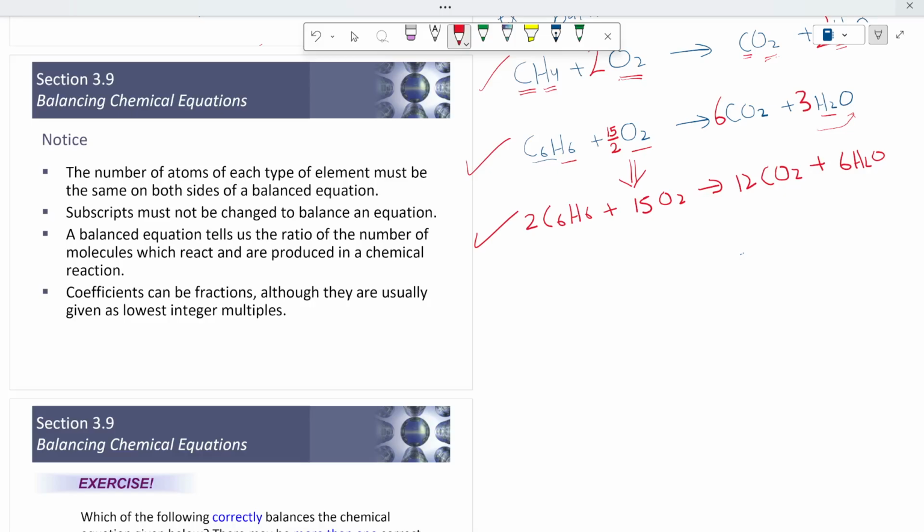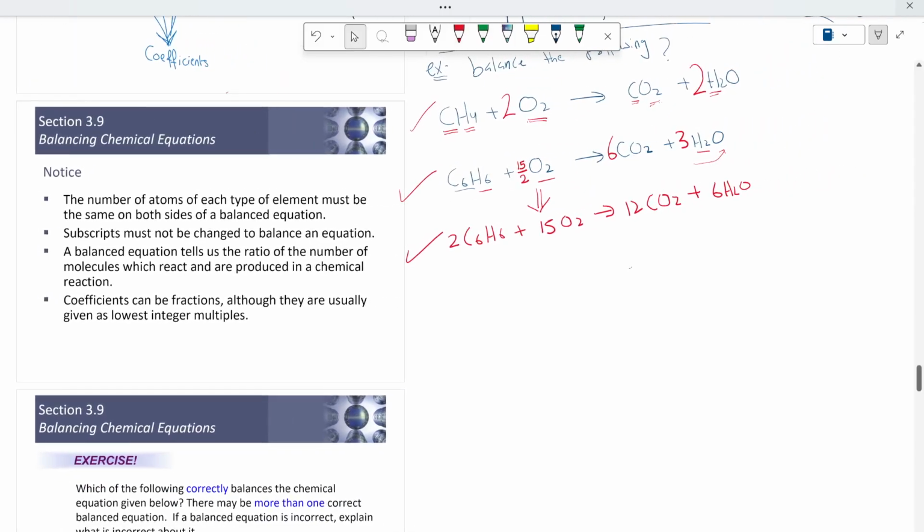This is how to balance chemical equations. You can solve as many questions as you can from the textbook. You have several examples. We don't have time to solve more examples with respect to this point.